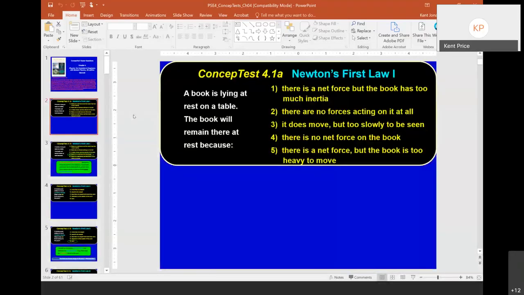Okay, let's see. What was I doing? Oh yeah, the conceptual stuff. Okay, so we'll do a few from each chapter. I'll do a few from chapter 4 and a few from chapter 7. All right, so there's a Newton's first law problem, the conceptual thing. I'll give you a few seconds to think about it, and then we'll talk about the answer.